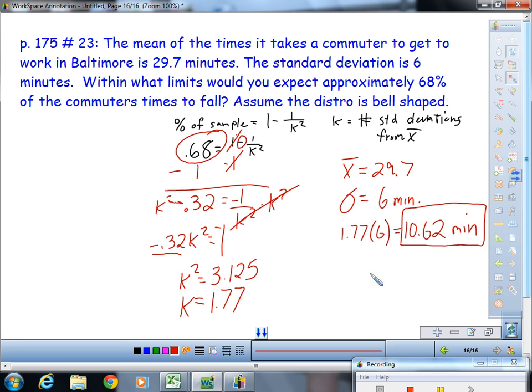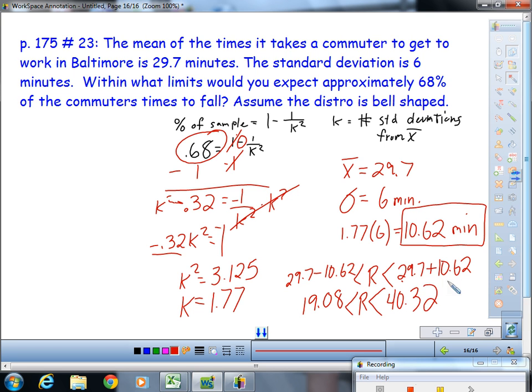So now you just do our range. We often write ranges like that in math. It is 29.7 minus 10.62, and this would be 29.7 plus 10.62. So our range for an average Baltimore commute would be 19.08 and 40.32. So that is your answer.